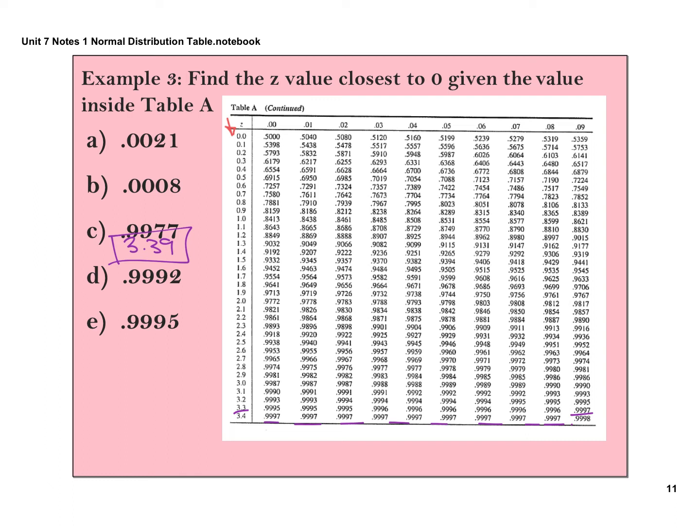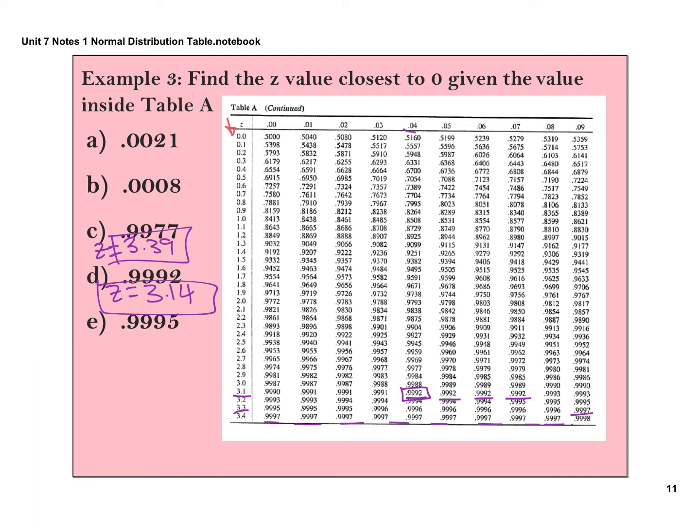0.9992. 0.9992 is this one, this one, this one, and this one. The closest one to 0 is that. That's z equals 3.14.